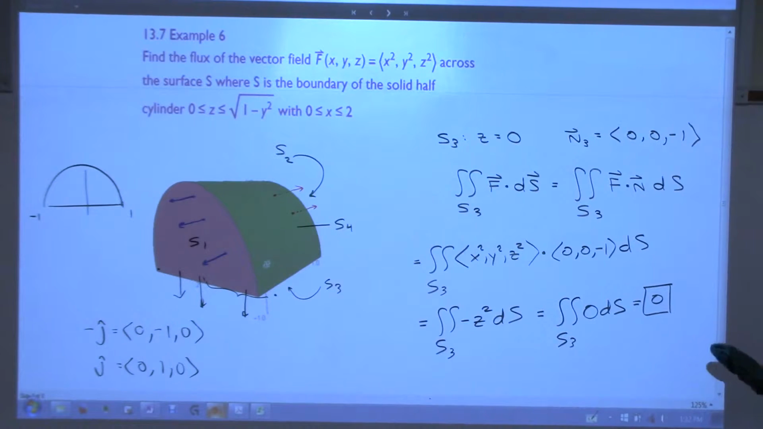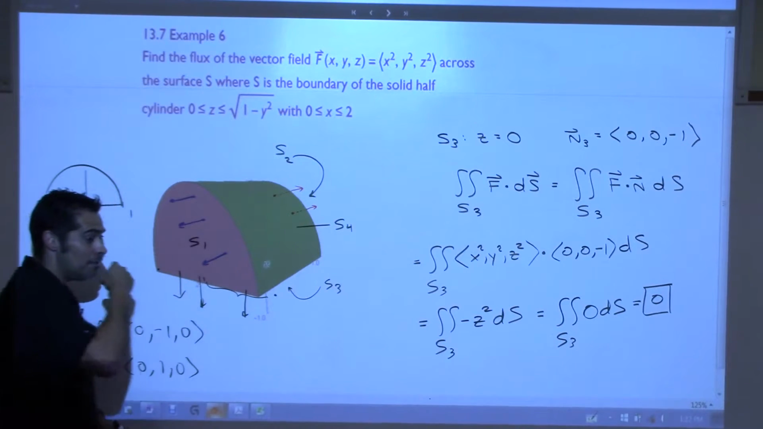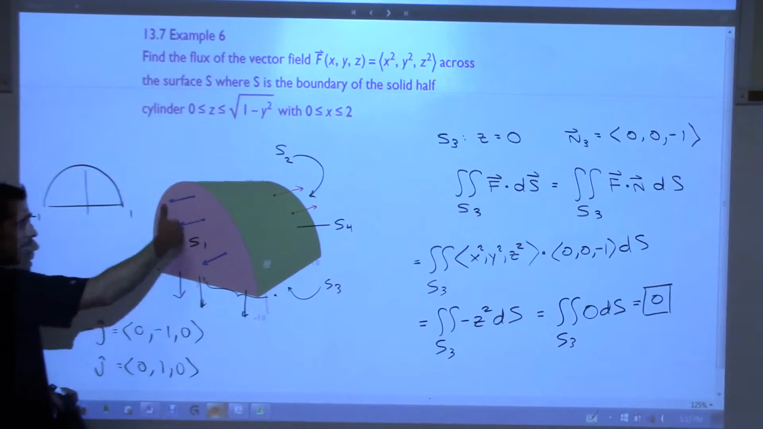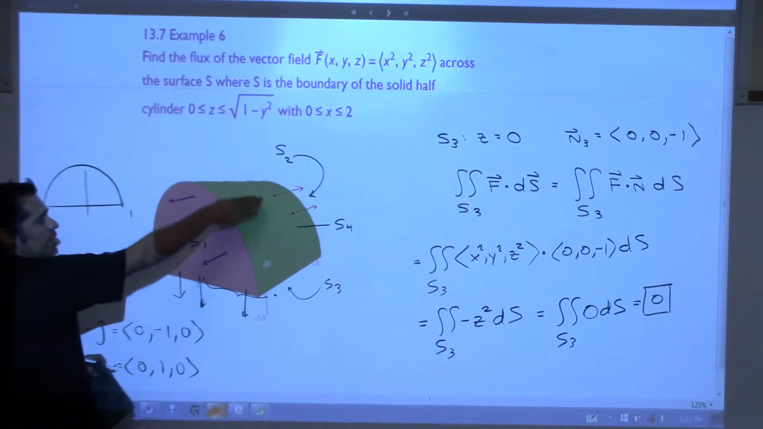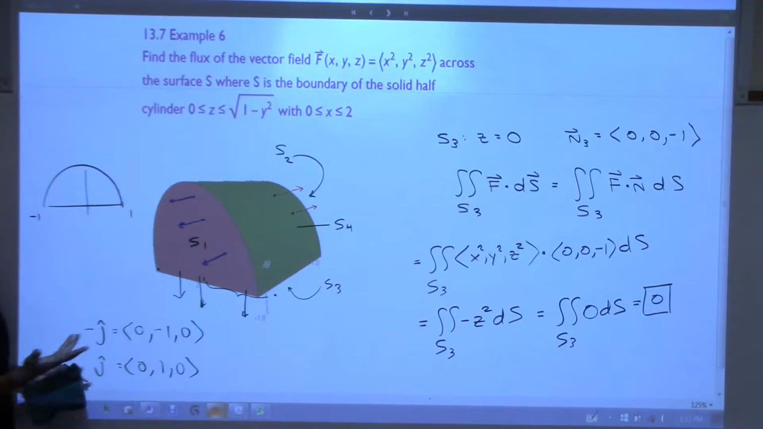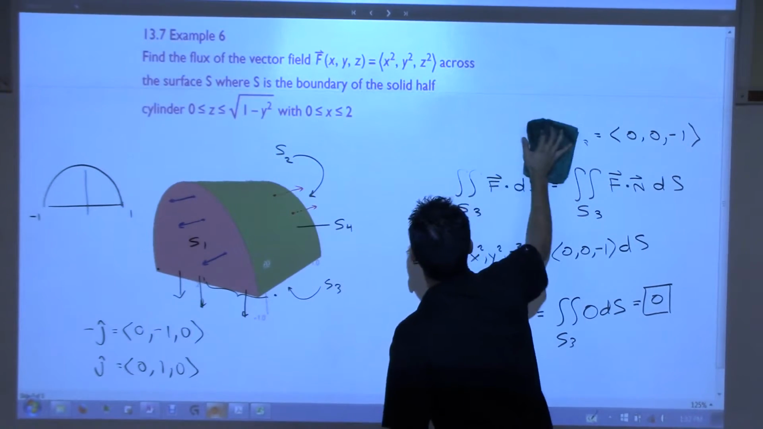All right, we've got 3 of the 4 surfaces. Now, S4 is the most challenging because it's not flat, so the normal vector is not always constant. Do y'all see that? When we see flat surfaces, we like it because the normal is always going to stay the same. But once we start moving around something that has curve to it, it's going to change. So this formula is not as nice. So we'll just go back to the other method.